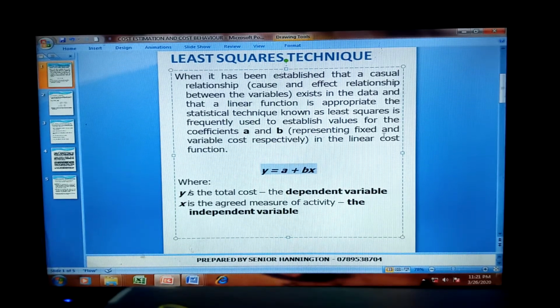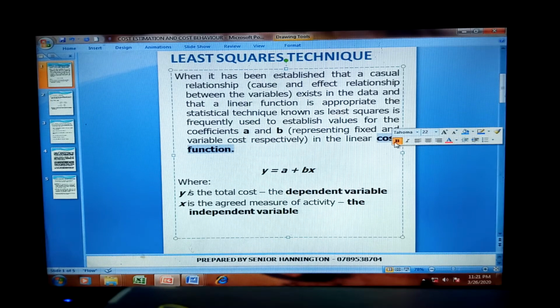Now we need to know what a cost function is. We can define a cost function as simply a regression equation that describes the relationship between a dependent variable and one or more independent variables. A regression equation that describes the relationship between a dependent and one or more independent variables, that's a cost function.